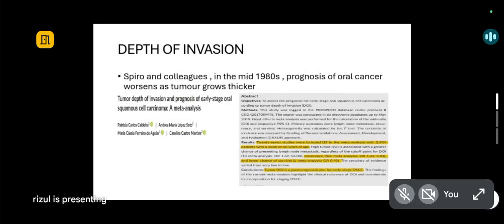Then there is another factor, that is the depth of invasion. Likewise, Spiro and colleagues in the mid 1980s found that the prognosis of oral cancers worsens as the tumor grows thicker. There is one meta-analytical study by Ebrahimi et al. in which they have shown the depth of invasion is a very good prognostic indicator for early stage oral SCCs, where they have shown a higher recurrence rate or lower chances of survival if there is a high tumor depth of invasion present.